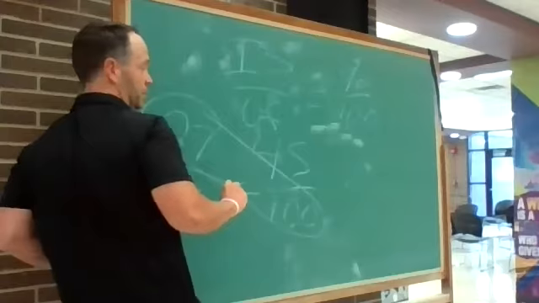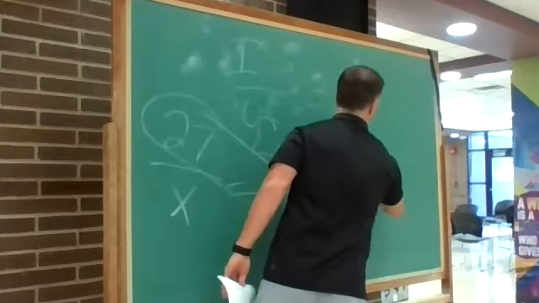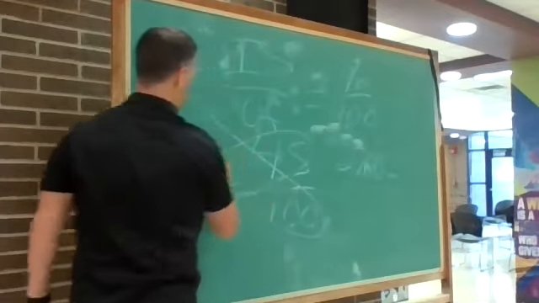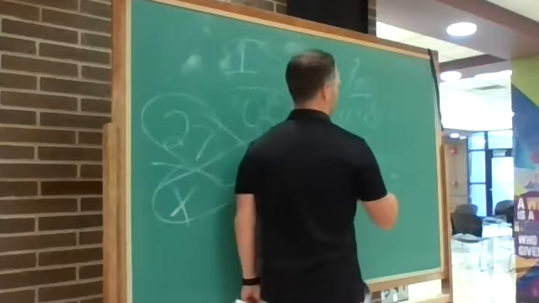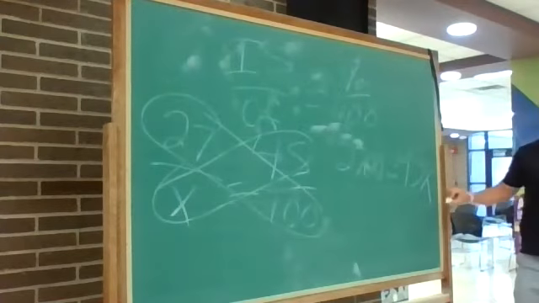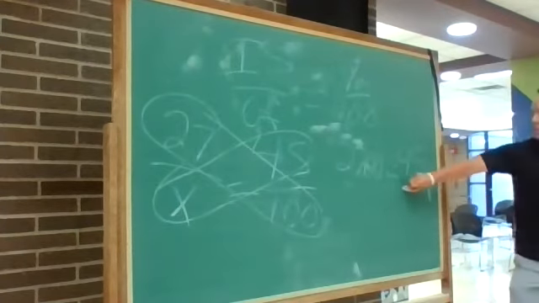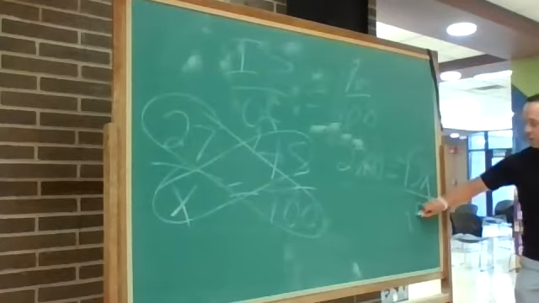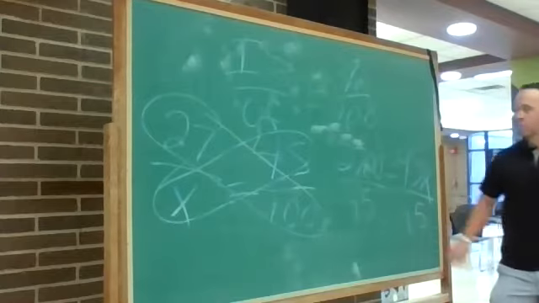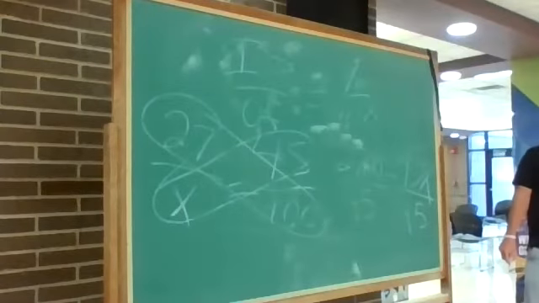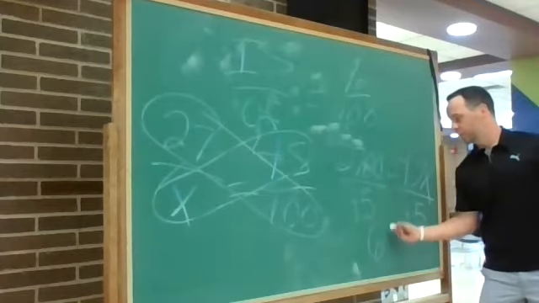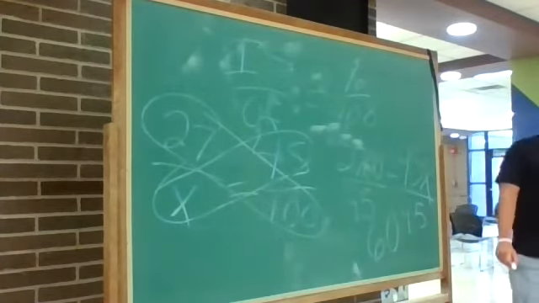27 times 100, 2,700 equals 45x. Then we got to solve for this x. We want to get x by itself. We would divide by 45 here. Divide by 45 here. And 2,700 divided by 45 should be 60. Like I said, you can use a calculator for this. I don't want to do long division up here.